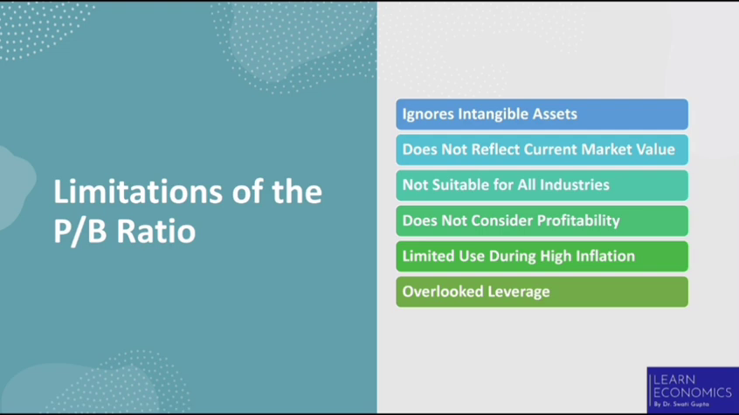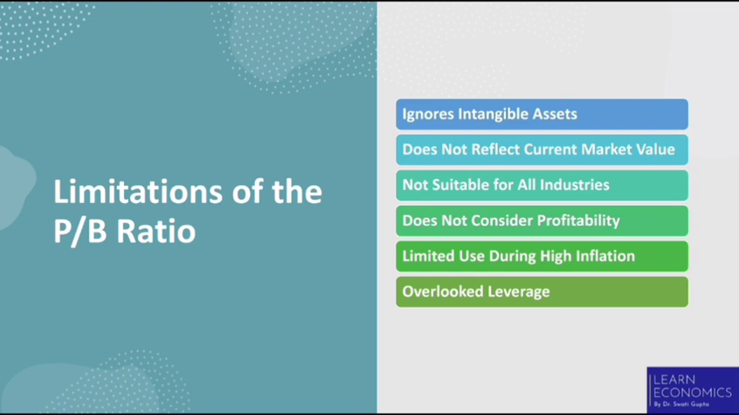In times of high inflation, the historical cost of assets used in book value becomes outdated and may no longer represent their actual worth, and it makes the PV ratio less reliable for evaluating companies. For example, if inflation has caused the price of machinery or real estate to double, the book value will still show the old cost and it can mislead conclusions about the company's value.